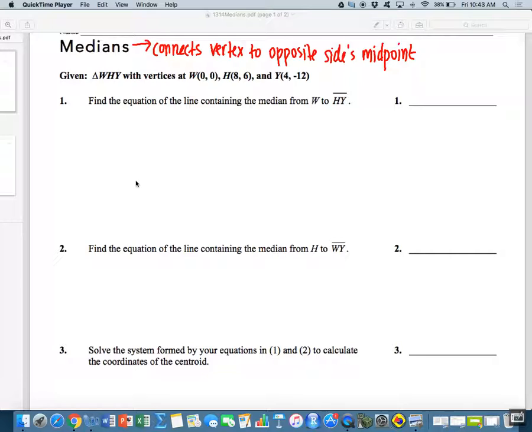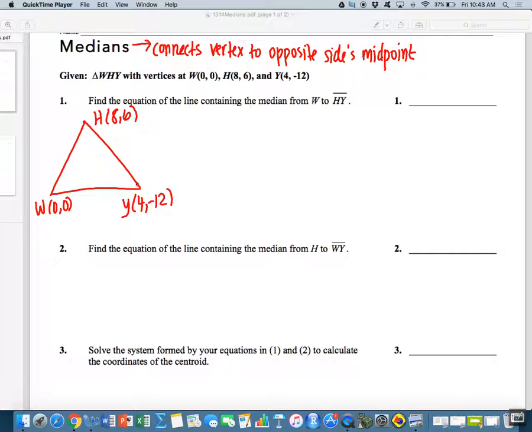Okay. So it says given triangle WHY with vertices W at 0, 0, H at 8, 6, and Y at 4, negative 12. So for problem number 1, draw yourself that triangle and label the vertices. So I have W at 0, 0, I have H, which is at 8, 6, and then I have Y, which is at 4, negative 12.